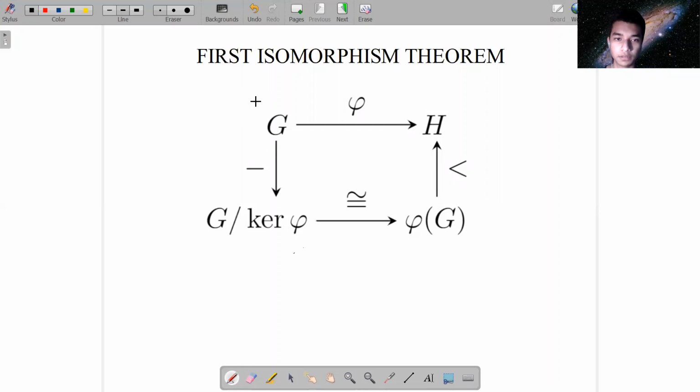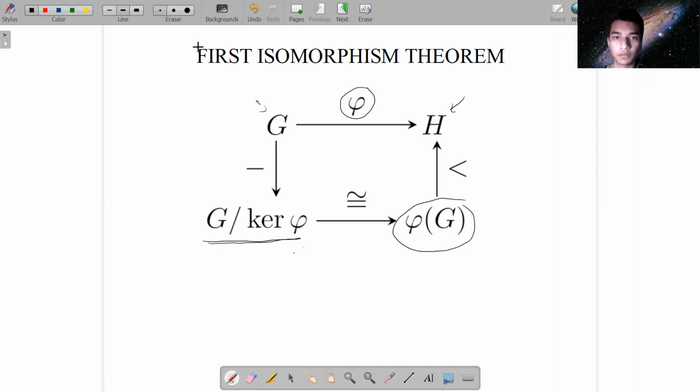Here we have two groups, G and H. Phi is a homomorphism between them. G mod kernel of phi is a factor group of G. Phi of G is the image of G under phi. What these relations are telling us is that, first of all, phi of G is a subgroup of H, and G mod kernel of phi is isomorphic to phi of G, which is what we are going to see today.